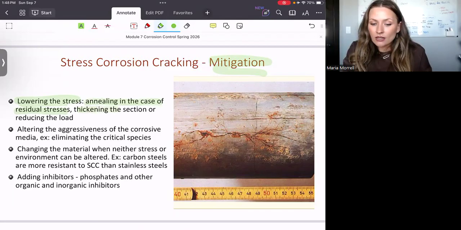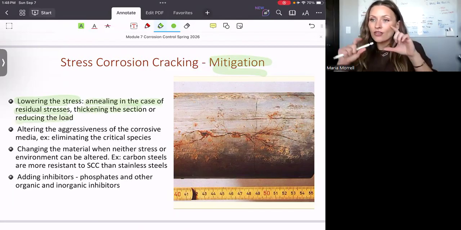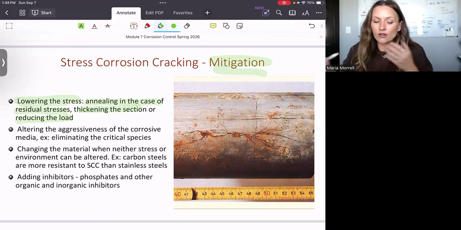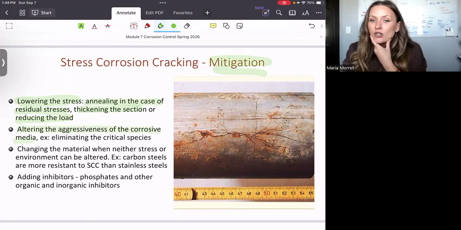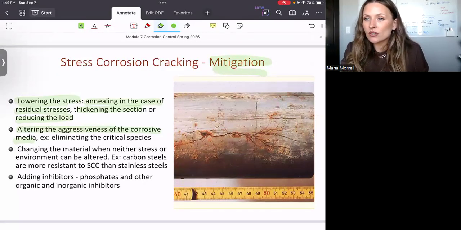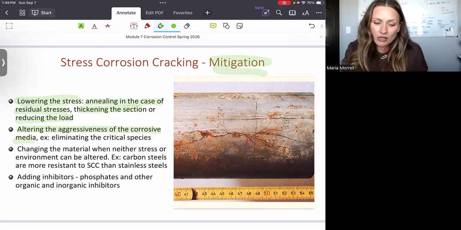We can also thicken the section or reduce the load, right? Either reduce the load or thicken the section, meaning that it reduces the load as well, right? Now, you can also alter the aggressiveness of the corrosive media. Just as an example, eliminate any critical species, right? Eliminate hydrogen, eliminate oxygen, and things like that. In both of those scenarios, you are reducing the aggressiveness of the corrosive media.